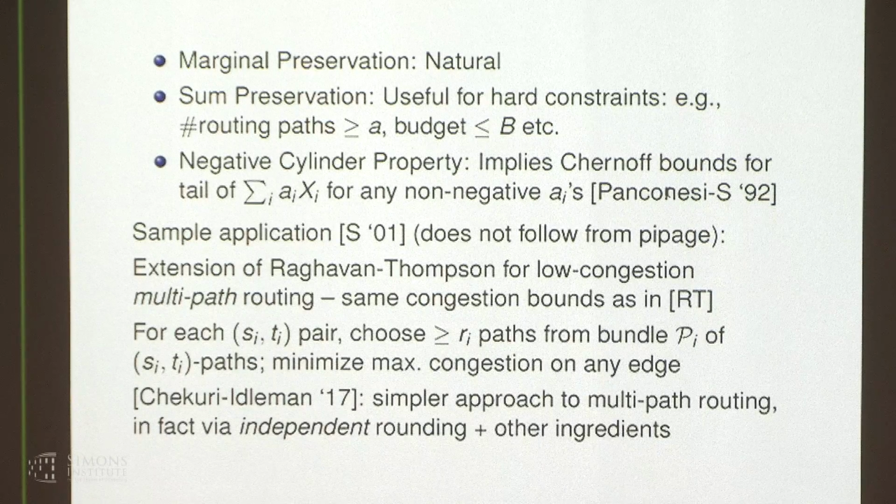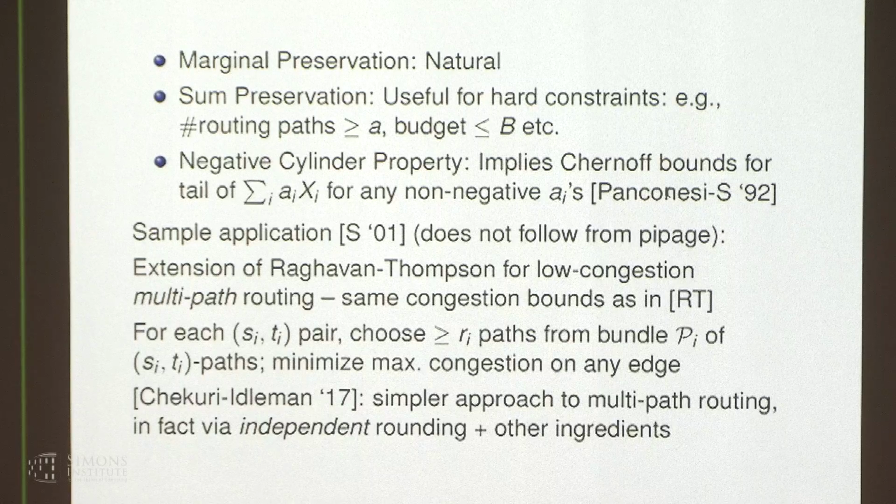Now, let's see a simple application of this. Although Chandra sent to me a couple of weeks ago some really nice recent work of his that simplifies this quite a bit, I'll talk about the work from my paper here. So it's the same classical Raghavan-Thompson low congestion routing problem, but now we have a multi-path routing problem. You're given some pairs of vertices in a graph, S1, T1, S2, T2, etc. And for each SiTi pair, let's say you're given a bundle Pi of SiTi paths. Among these, you need to choose Ri paths separately for every SiTi pair in order to minimize the maximum congestion on any edge.